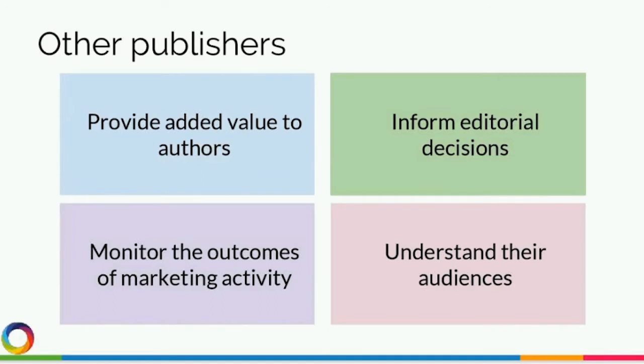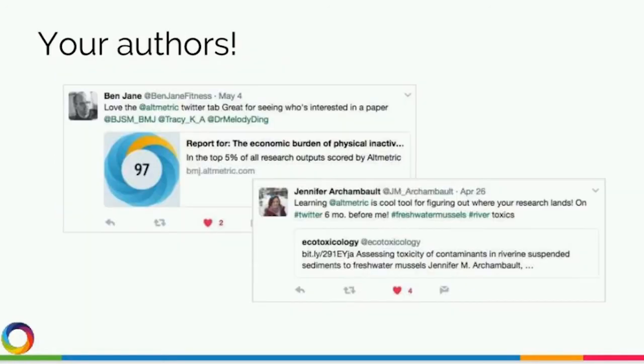And then, of course, other publishers. So for many of the same reasons that you would probably want to use Altmetrics, so providing value to their authors, monitoring the outcomes of their marketing activity, informing editorial decisions, so whether that's identifying authors that you might want to ask to publish with you, deciding future journal scope or special issues, or even if you're looking for reviewers or editorial board members, you can use Altmetrics to see which researchers are already talking about the publications in your journal, and then evaluate them based on their profiles to see whether they might make a good reviewer or a future editorial board member. And really just to understand their audiences. We've had a lot of publishers who are surprised to see exactly who is actually talking about the content in their journals, even if they don't have access via an institutional subscription or otherwise.